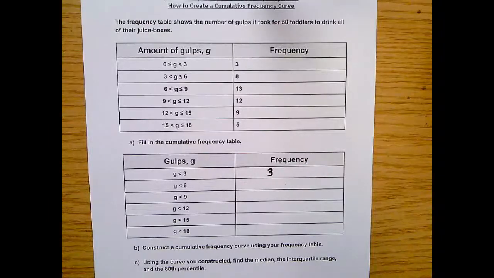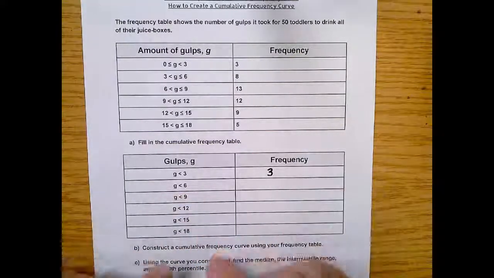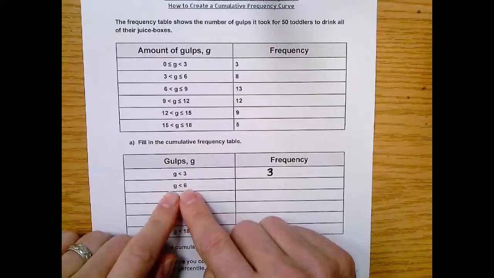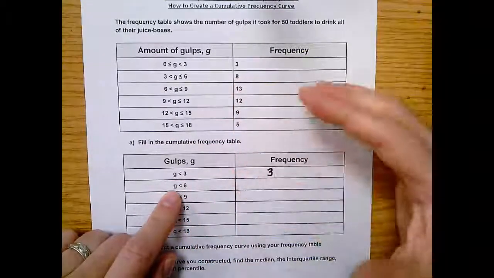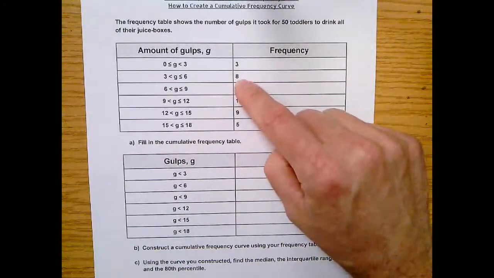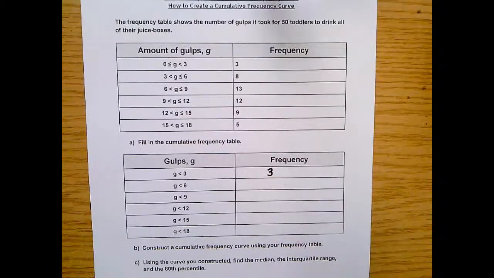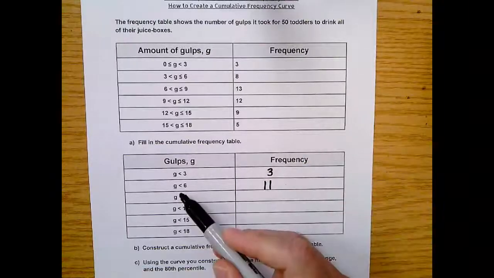Good job. Now for the next step, it says, okay, well, how many of the gulps were less than 6? And if you think about it, all of these above are less than 6, right? But we're also taking the next group, so we're adding to it. It's cumulative. So you take these 8 and you add it to those 3. Well, 8 plus 3 is 11. So 11 were less than 6.